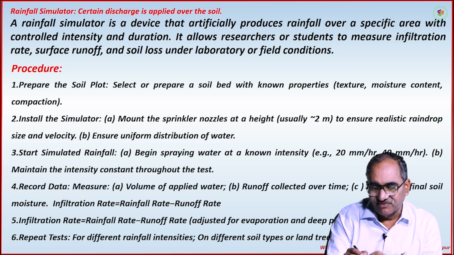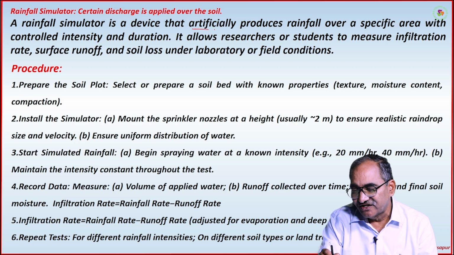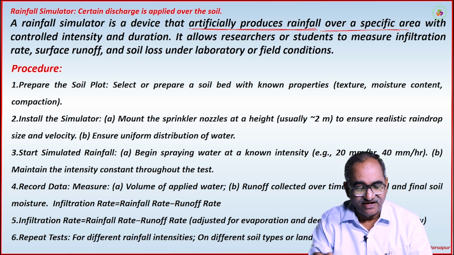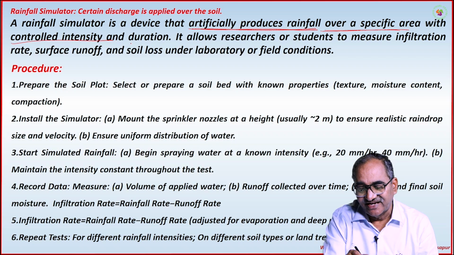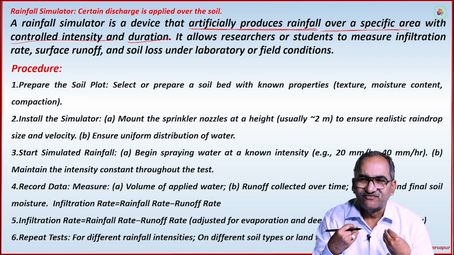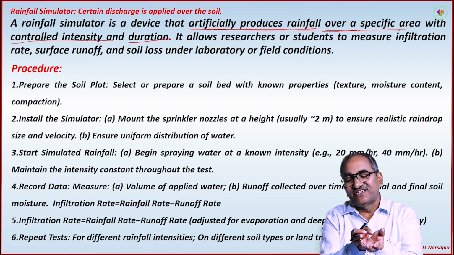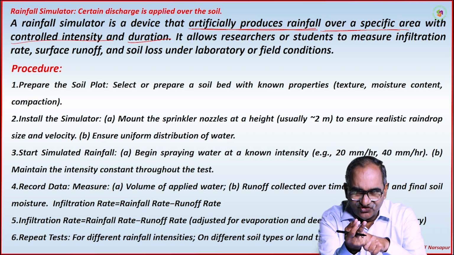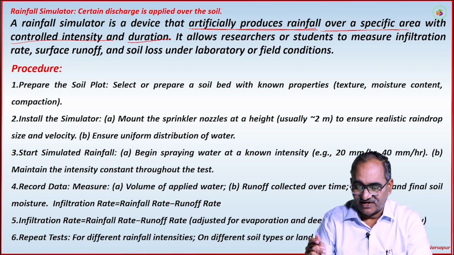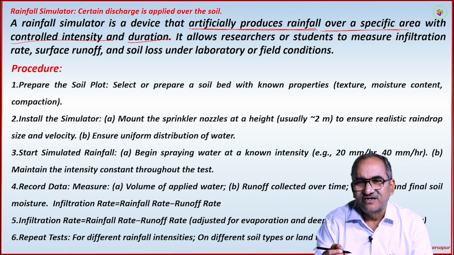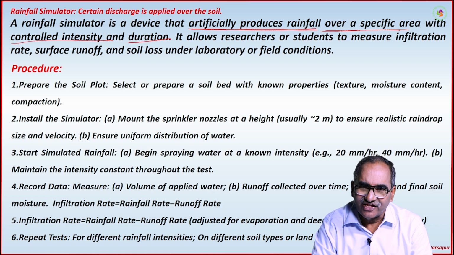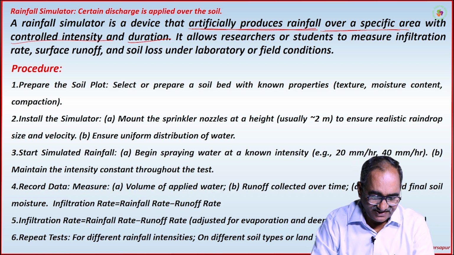So a rainfall simulator is a device that artificially produces rainfall over a specific area with a controlled intensity and duration. Once we say it is artificially producing rainfall, it means intensity is in our control, duration is also in our control. Mainly for the sake of research purposes, to estimate the infiltration rate in a particular soil, we use such types of methods.